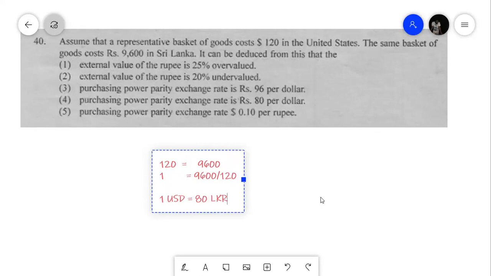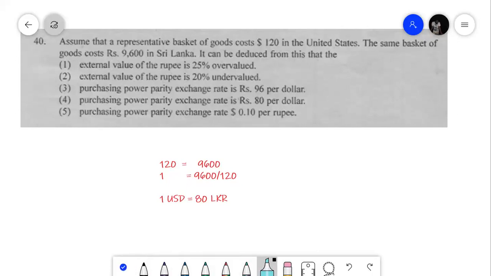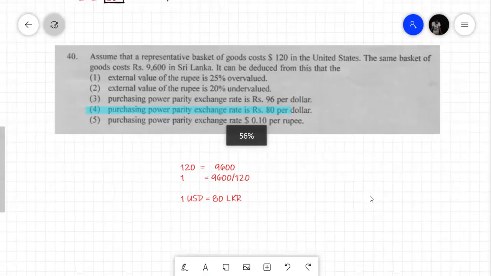Okay, that's your purchasing power parity exchange rate. Very simple thing, guys. If you know the concept of what the purchasing power parity exchange rate is, it's simply about finding $1 equals how many rupees. So if $120 is equal to 9,600, then how much is $1 equal to? $1 is equal to 80. That's 40.